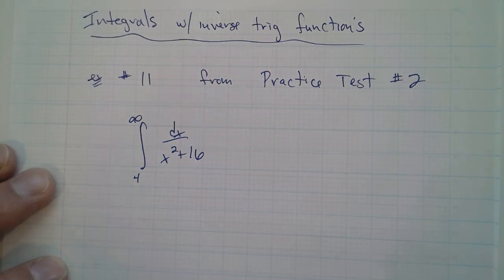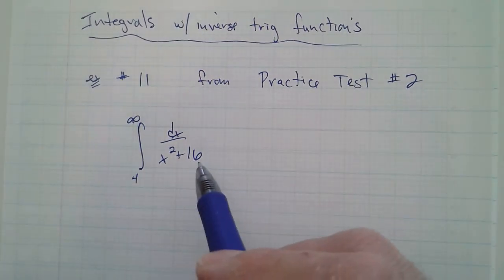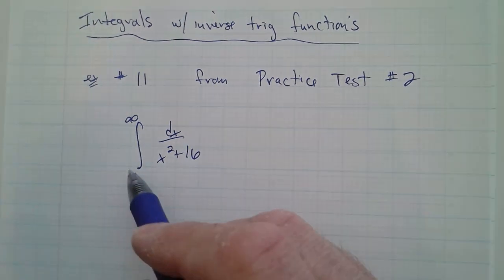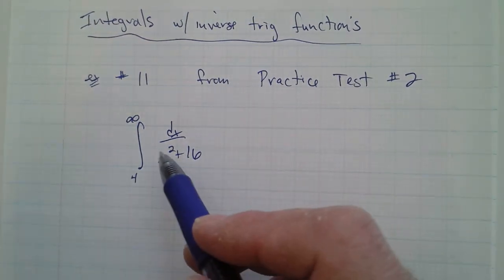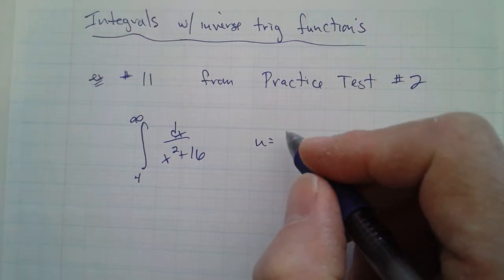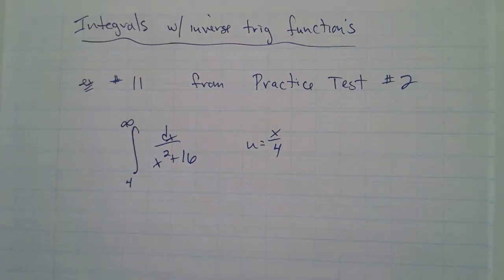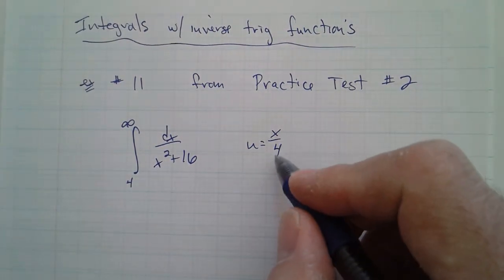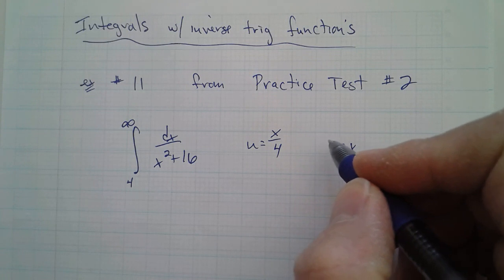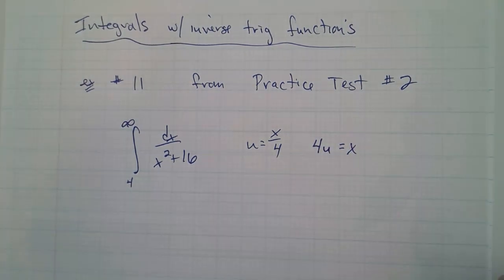So start with, you need to recognize that this is a u substitution, where u is the x stuff over the square root of the number stuff. So here u would be x over 4. In these types of problems, you're also going to solve for x. So x ends up being 4u, multiplying 4 by each side. You'll need to know that.